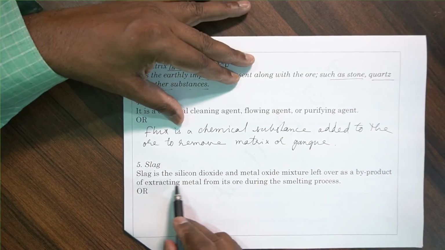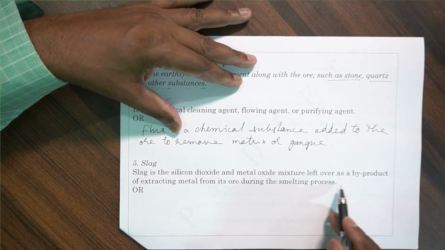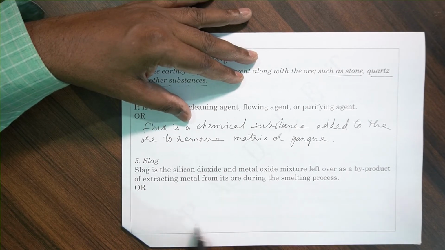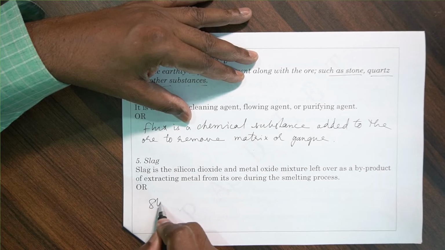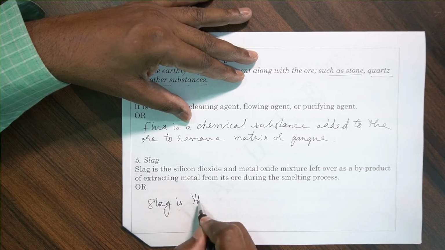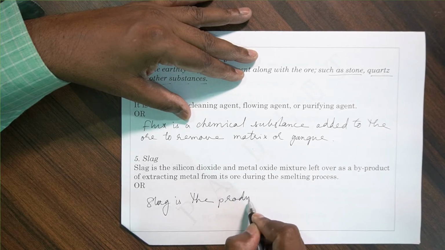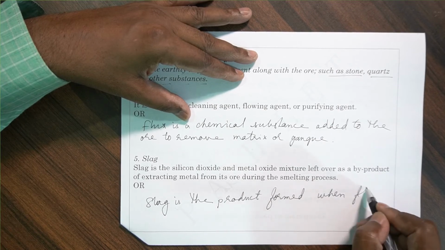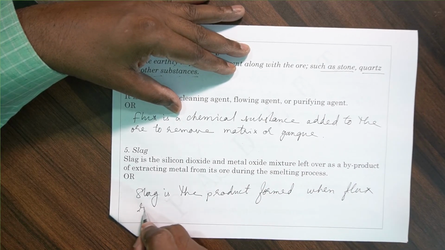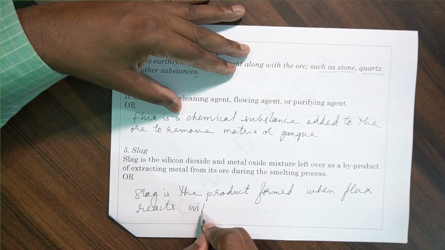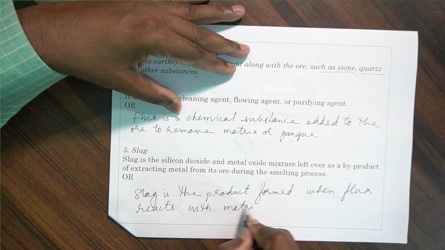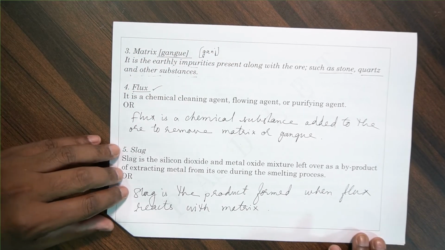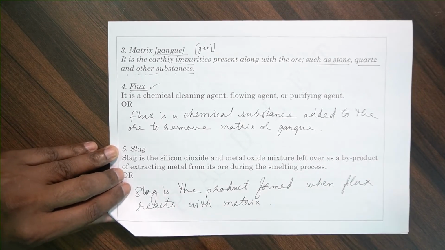Then what is a slag? Slag is the silicon dioxide and metal oxide mixture left over as a byproduct of extracting metals from its ore during the smelting process, or otherwise we can say slag is the product formed when flux reacts with matrix. Okay, I hope you understood. It's very simple. Slag is formed when flux is added to the matrix. Flux reacts with matrix producing slag.